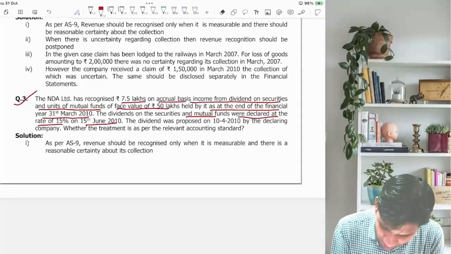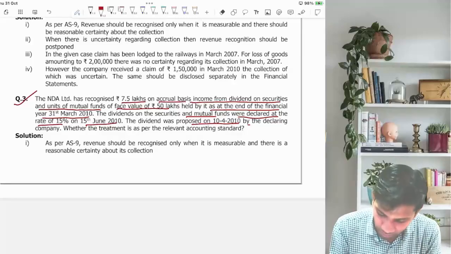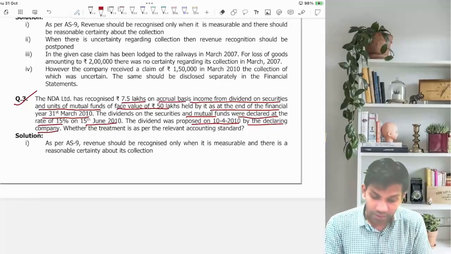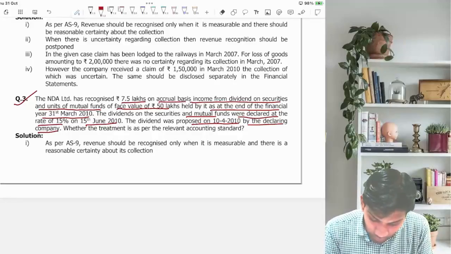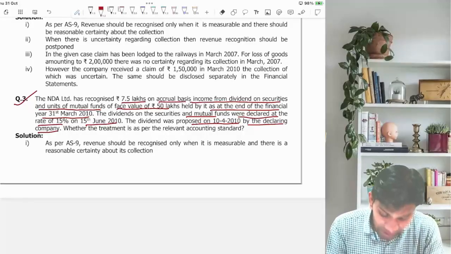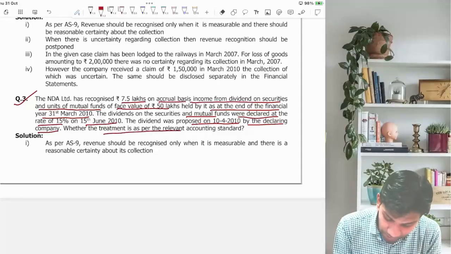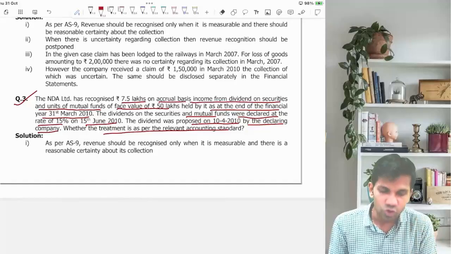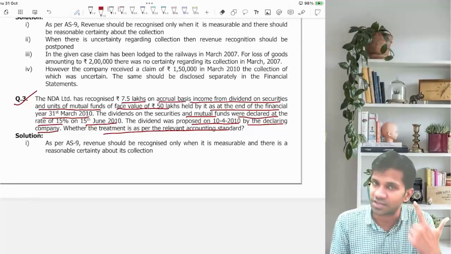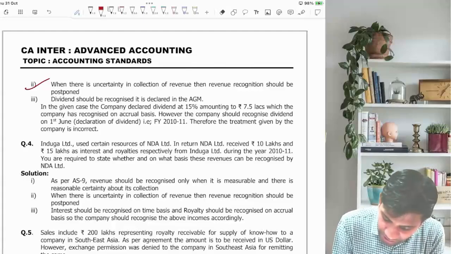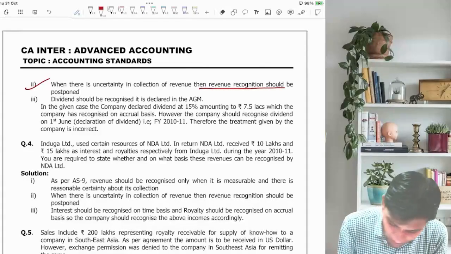The dividend was proposed on 10th April 2010 by the declaring company. The dividend was proposed on 10th April and the dividend was finally declared on 15th June. What is the treatment as per the relevant accounting standard? First point will be the standard as per AS-9. The revenue should be recognized when it is measurable and when there is reasonable certainty regarding its collection. When there is uncertainty regarding its collection, the revenue recognition should be postponed.